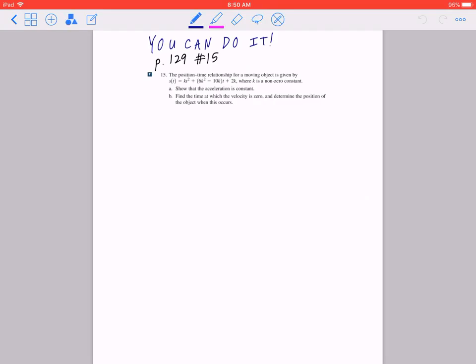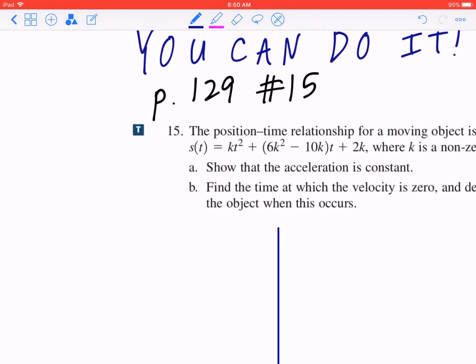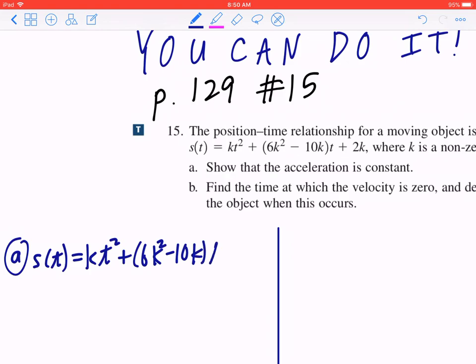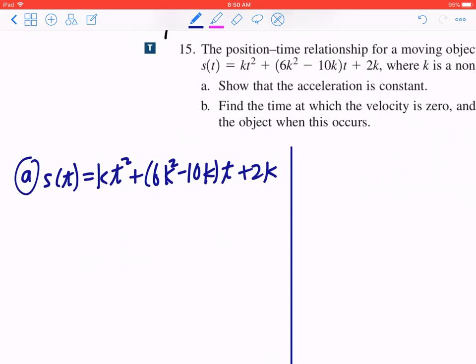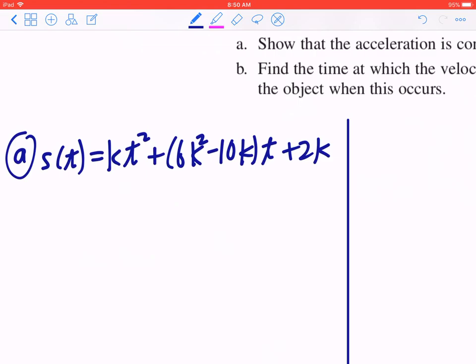So I'm going to divide this into two different columns, starting with part A, and I'm going to copy S of t. So in part A, they're asking you to show that the acceleration is constant. So the first step is to find the velocity before we can find the acceleration. Velocity, by definition, is the derivative of displacement.